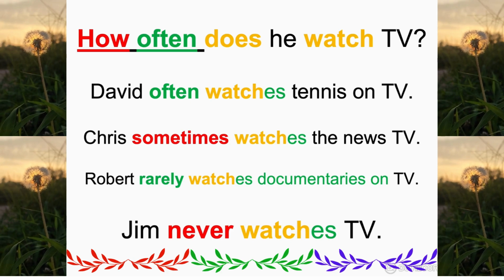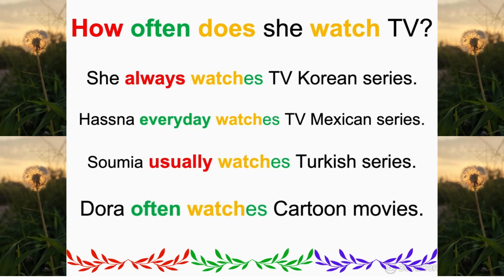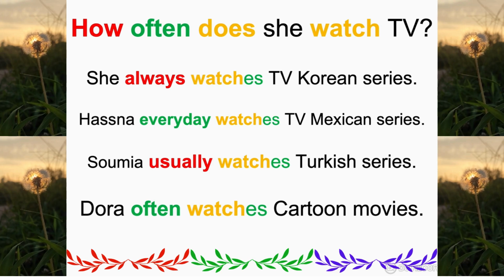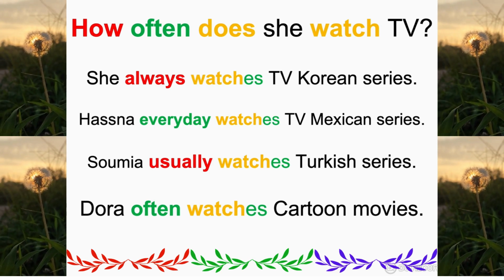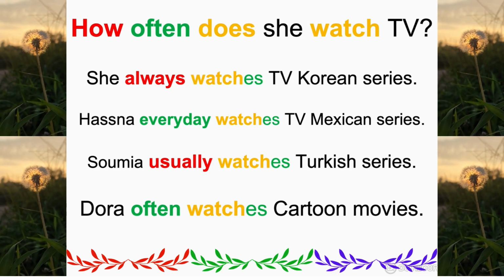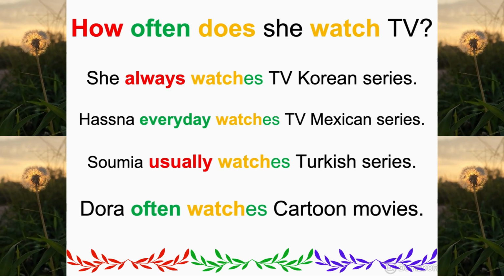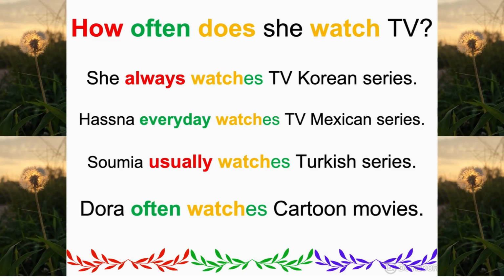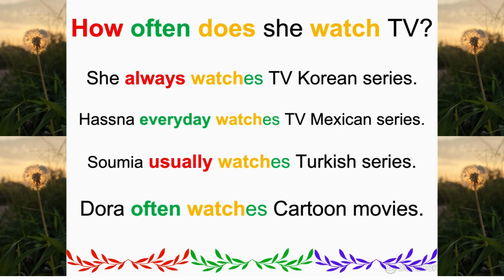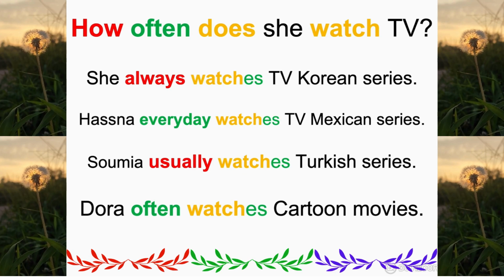Let's see more examples. How often does she watch TV? She always watches TV. She watches Korean series on TV. So there is a mistake here. So she always watches Korean series on TV. And Hasna every day watches, another mistake. Hasna every day watches Mexican series on TV.